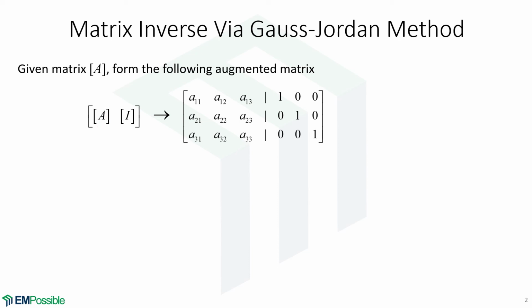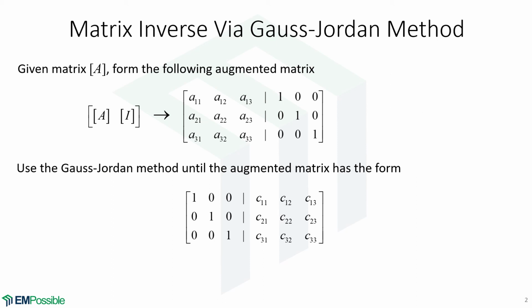So the first thing we'll do is form this augmented matrix. What we do is we have our matrix A right next to the identity matrix of the same size. So here is our augmented matrix. Of course, this is just a 3 by 3, so we can see all the elements. We also have a 3 by 3 identity matrix.